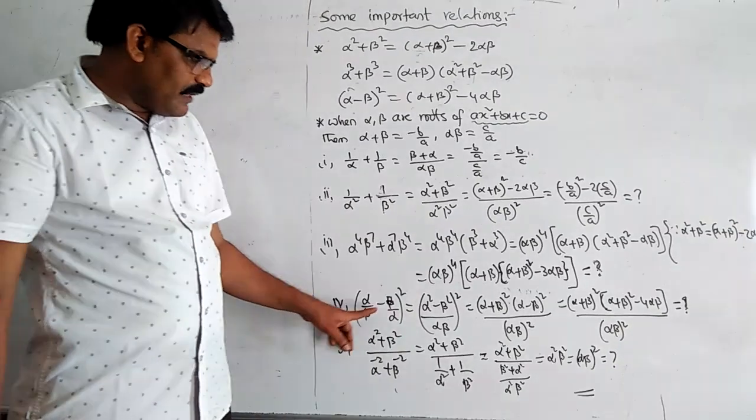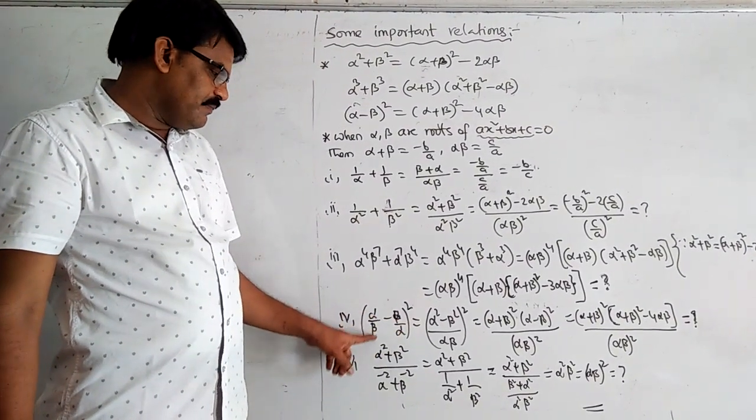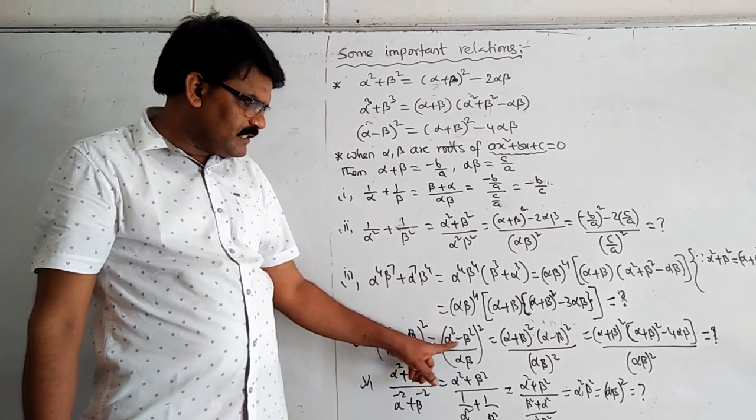Fourth problem is alpha by beta minus beta by alpha whole square. Alpha square minus beta square by alpha beta. This is a square minus b square.